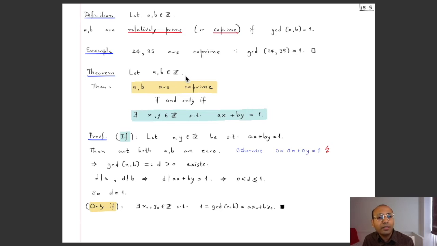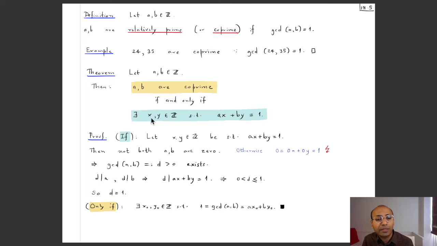So here is a theorem about these coprime numbers. If you have two integers, then saying that they are coprime is the same as saying that there exist integer solutions x and y to this equation, ax plus by is equal to 1. So a and b are coprime if and only if there exist integers x and y such that ax plus by is equal to 1. So let's prove this. Let's start with the if part.